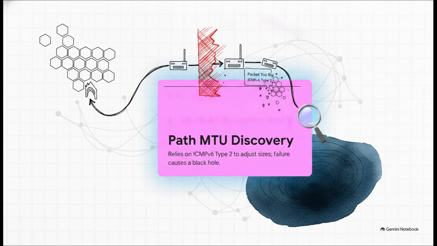Well, the answer to that infuriating mystery is almost always a path MTU discovery, or PMTUD, failure. You see, PMTUD relies heavily on ICMPv6 Type 2, that's the packet too big message, to automatically adjust packet sizes when a router on the path has a smaller MTU. If a firewall is blocking that Type 2 message, the router just drops the large packets silently, and the sender literally never knows that it needs to reduce its packet size. The result? You get a complete black hole for large data transfers.